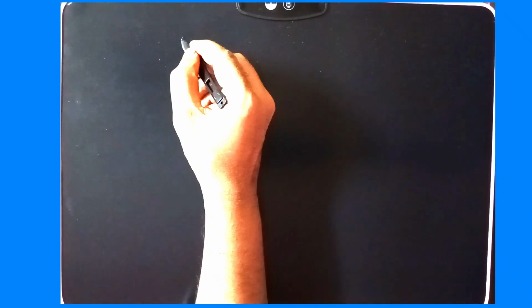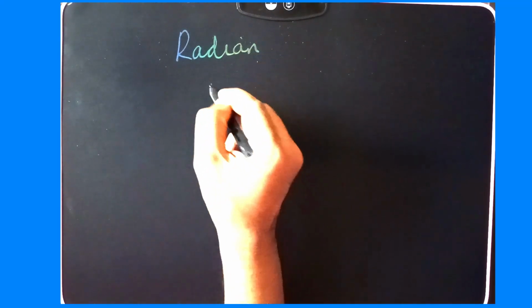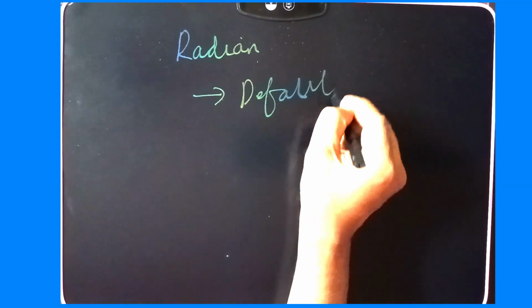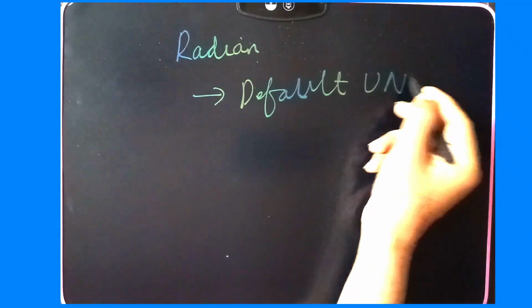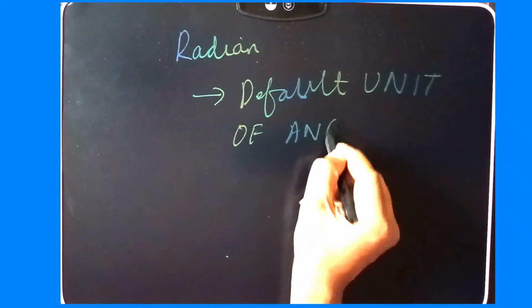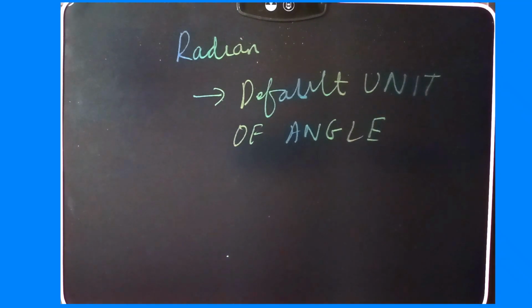So in physics, radian is the default unit of angle.